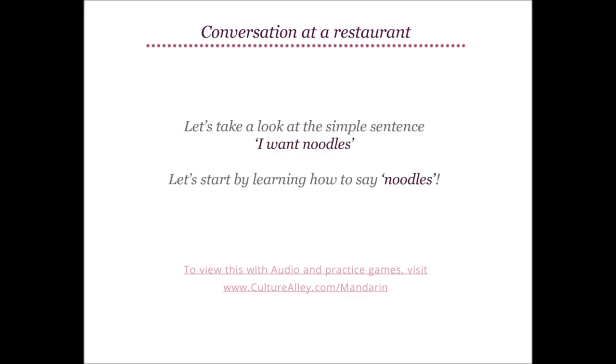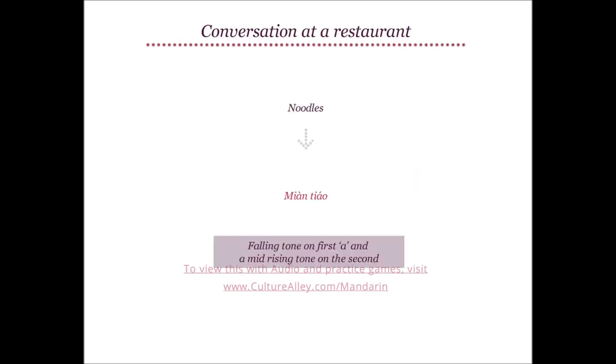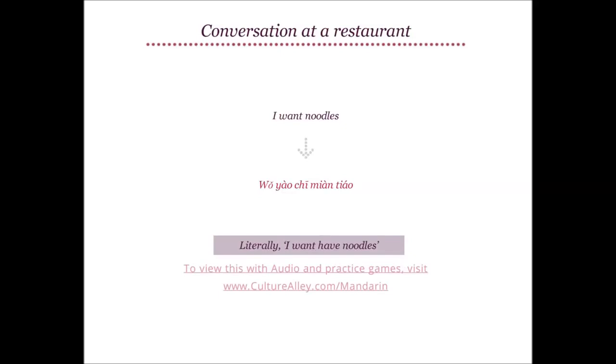Great! Now let's take a look at a simple sentence. I want noodles. Let's start by learning how to say noodles. Noodles translates to 面条, which uses a falling tone on the first A and a mid-rising tone on the second. Thus, I want noodles translates as 我要吃面条. Literally meaning, I want to eat noodles.